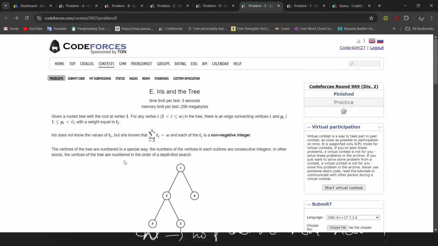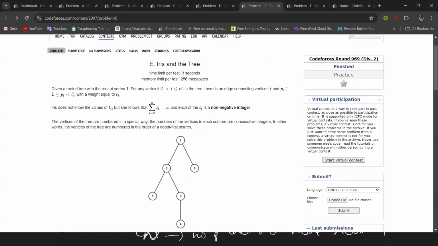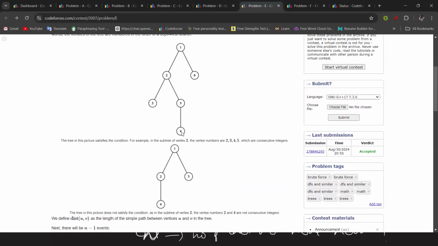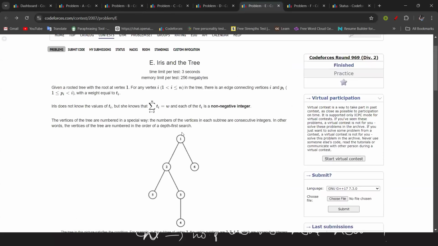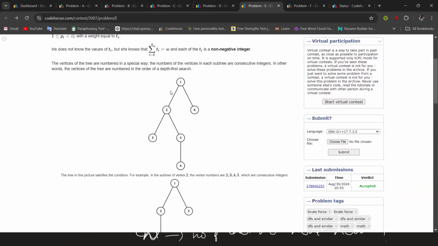So problem E, you are given a rooted tree with the root at vertex 1. Okay, again you are given a rooted tree with root at vertex 1. But this problem is a little different. So what we are given here is a tree. Now every edge has some weight. This ti represents the weight of that edge. Okay, and the sum of weights for all the edges is w.